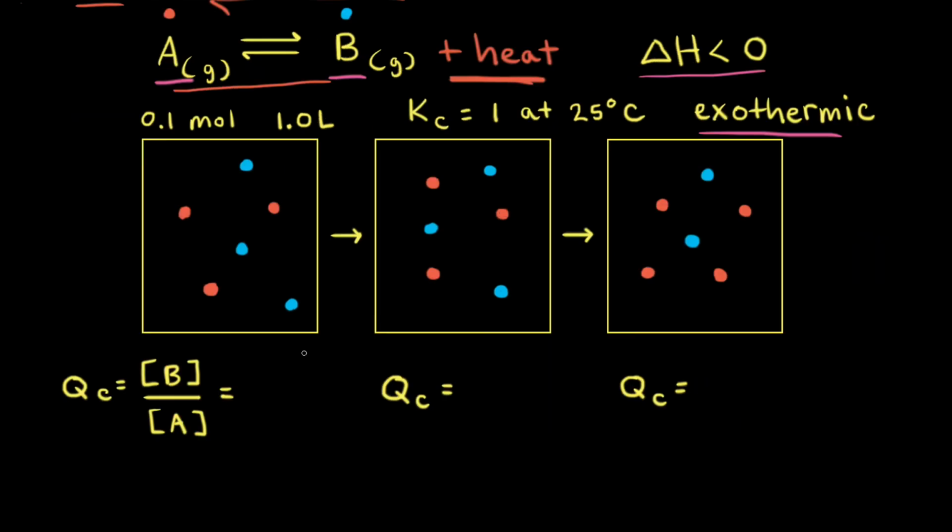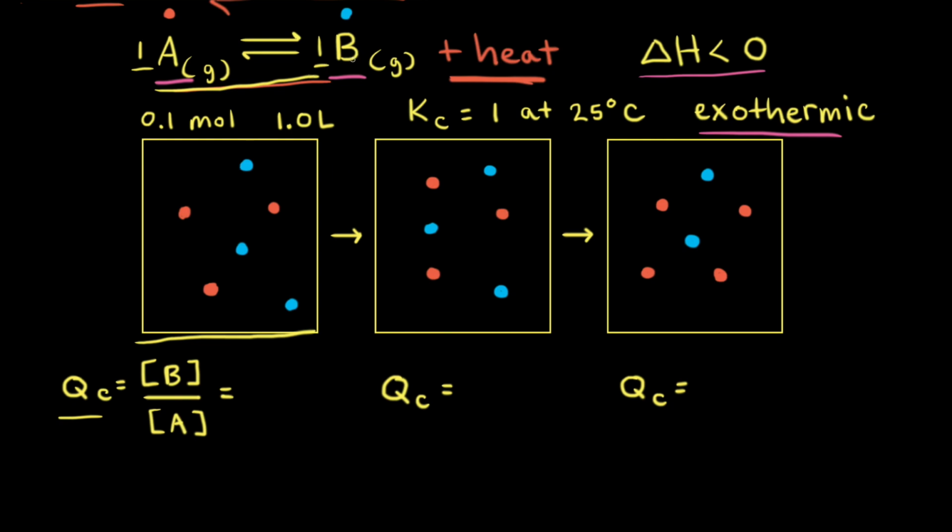Let's use particulate diagrams and the reaction quotient Q to explain what's going on when we increase the temperature on a reaction at equilibrium. The first particulate diagram shows the reaction at equilibrium, and let's prove that by calculating Qc at this moment in time. We can get the expression for the reaction quotient Qc by looking at the balanced equation. So we have coefficients of 1 in front of A and in front of B, therefore Qc is equal to the concentration of B to the first power divided by the concentration of A, also to the first power.